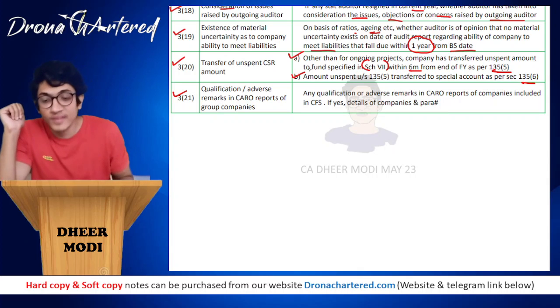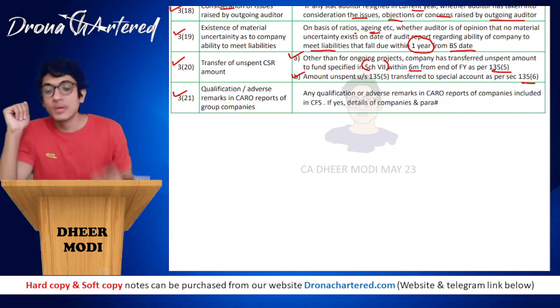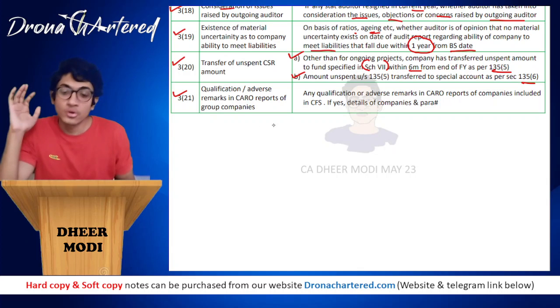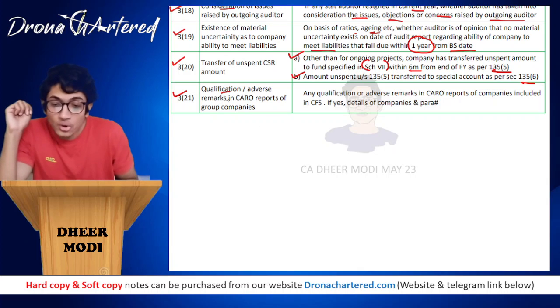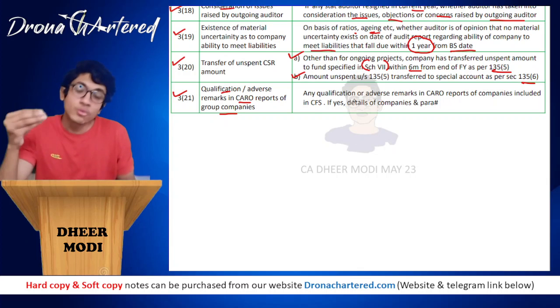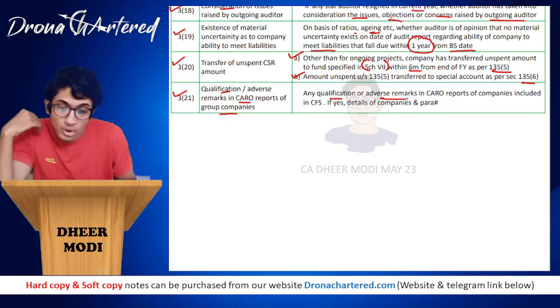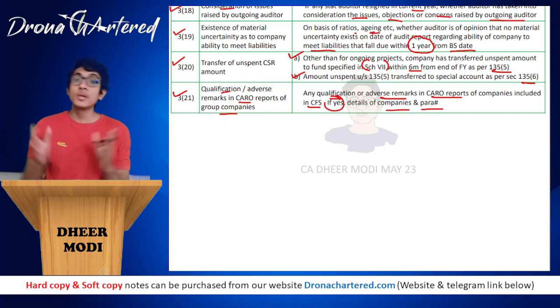And your clause number 21, that is your last clause of CARO 2020, is qualification or adverse remarks in the CARO report of group companies. So if the auditor has made any qualification or adverse remark in the CARO reports of companies included in the CFS, if yes, the details of the companies and the paragraph number have to be specified.